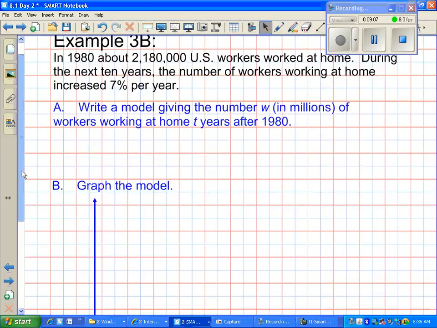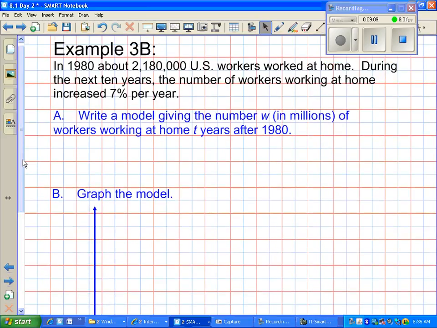So let's go to this new problem. In 1980, about 2,180,000 U.S. workers worked at home. During the next 10 years, the number of workers working at home increased 7% per year. Write a model giving the number W in millions of workers working at home T years after 1980. So again, the setup is the same way. W is equal to something times something to the T power.